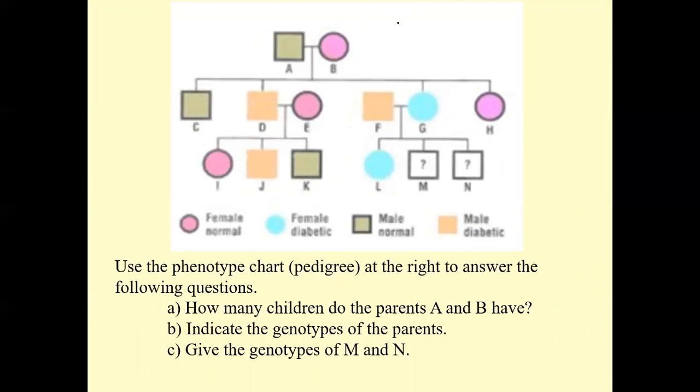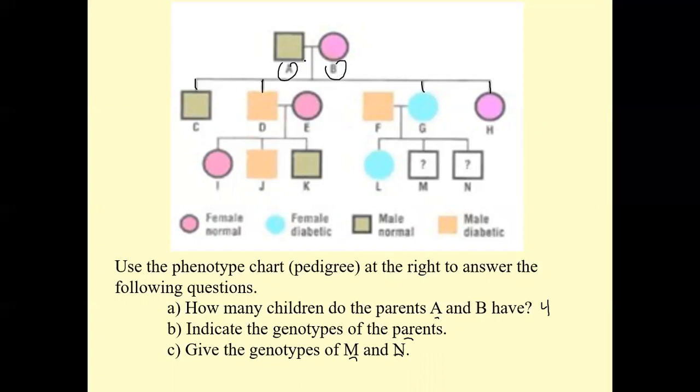Let's knock this one out real quick. Use the phenotype chart, the pedigree, to answer the following questions. How many children did parents A and B have? So we got A and B here. We just have to follow through. They had 1, 2, 3, 4. So they had 4 children. Okay, indicate the genotypes of the parents. Give the genotypes of M and N.